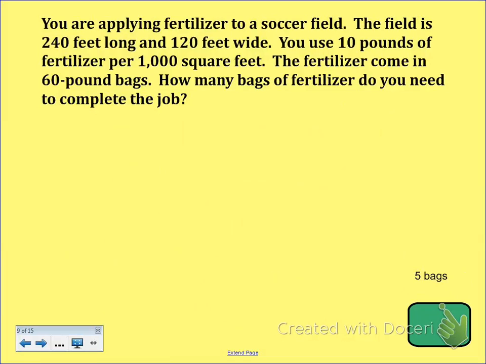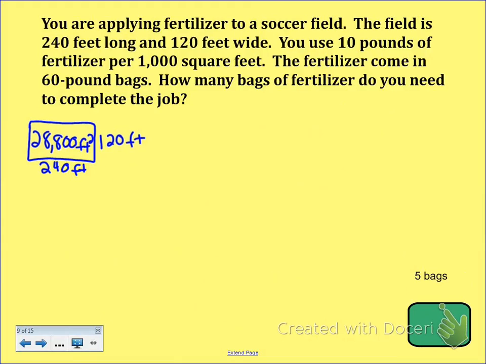Okay, you should have 5 bags that you need to purchase in order to do this problem. First thing I'm going to do is I'm going to draw a little picture over here. So my soccer field is 240 feet by 120 feet. So first thing I'm going to do is I need to find out how much area I need to cover with my fertilizer. So how do you find the area of a rectangle? Yep, that's right. You're going to multiply them together. So 120 times 240 is 28,800 feet squared.